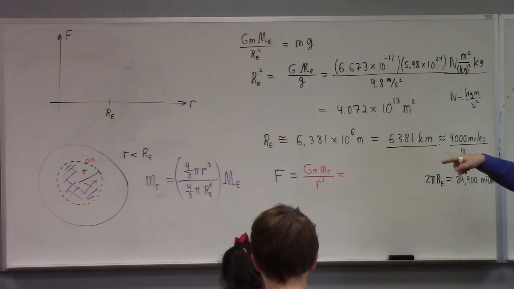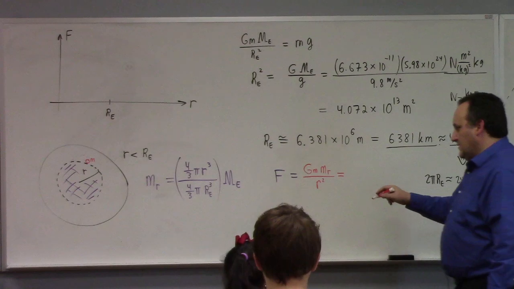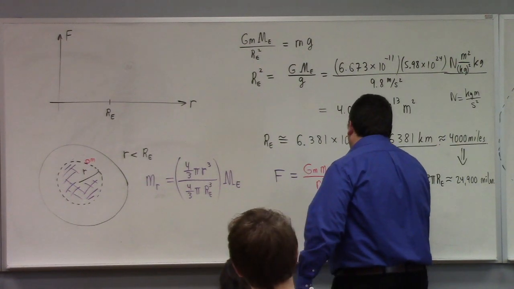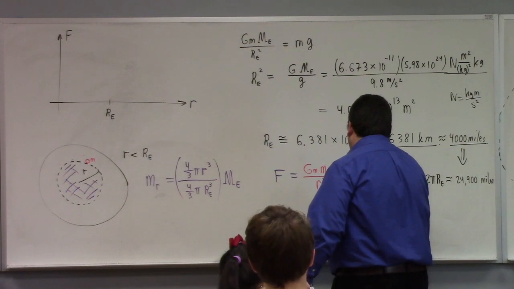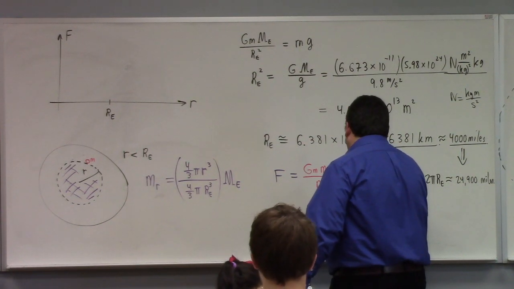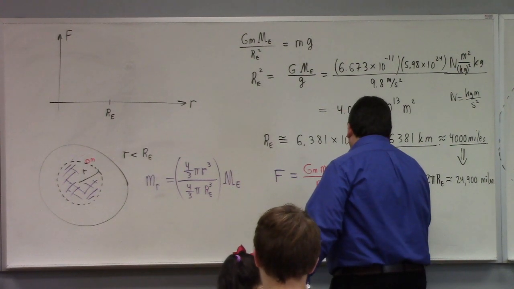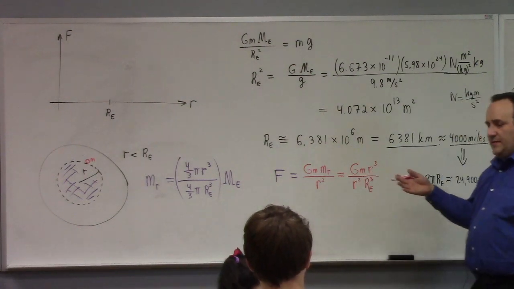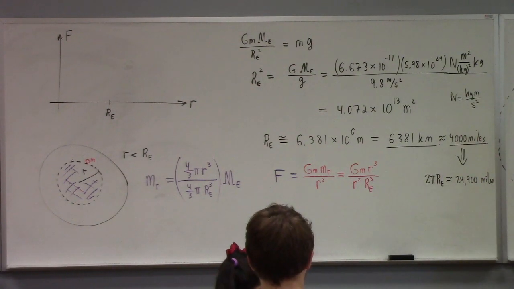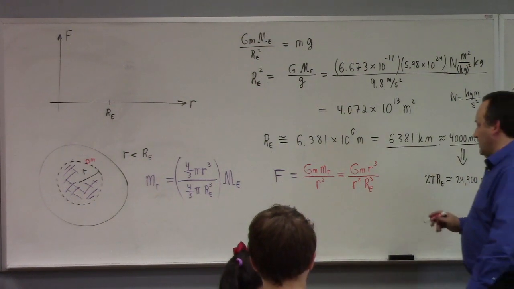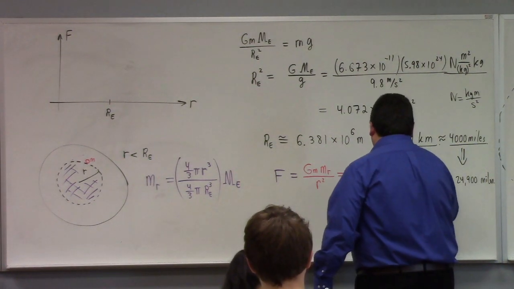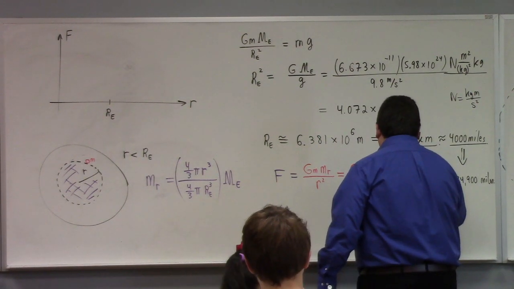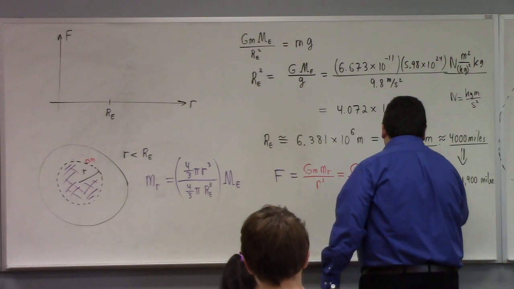Well, the 4 pi over 3 would be canceling. And so you just got yourself G little m r cubed divided by r squared, radius of the Earth cubed. Some things cancel, and of course I'm just talking about the magnitude. The direction is center seeking. So that's G M m r divided by the radius of the Earth cubed.